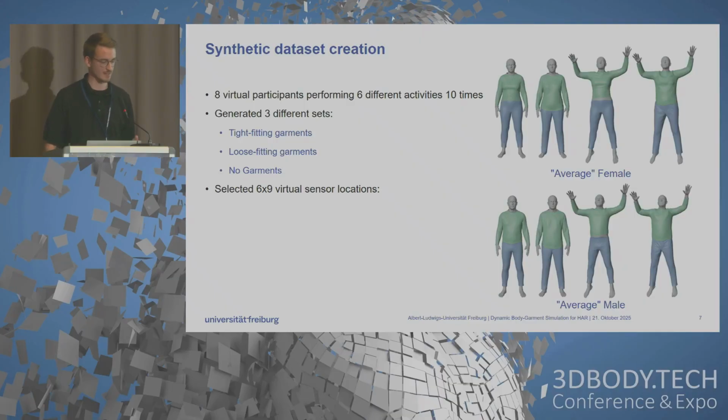What we did, we created synthetic data sets. Particularly, we used 8 virtual participants. As I said, the variations are that we have 4 male and 4 female, and varied the sizes. Then we performed 6 activities 10 times, so we had 10 descriptions each. And we have 2 different fits to create overall 3 virtual data sets. We have tight-fitting clothes, then we have the loose clothes here, and here again for a jumping pose we have tight on this side and loose on the right side.